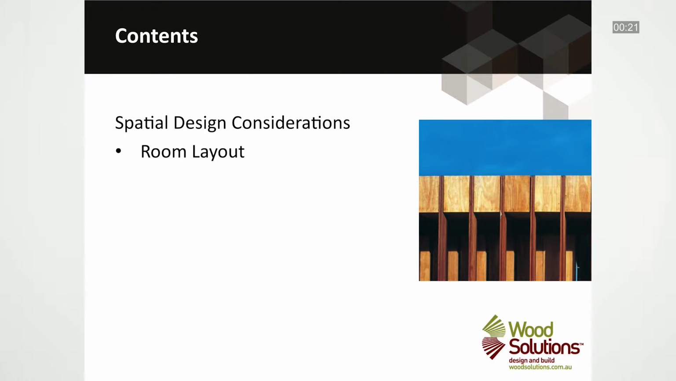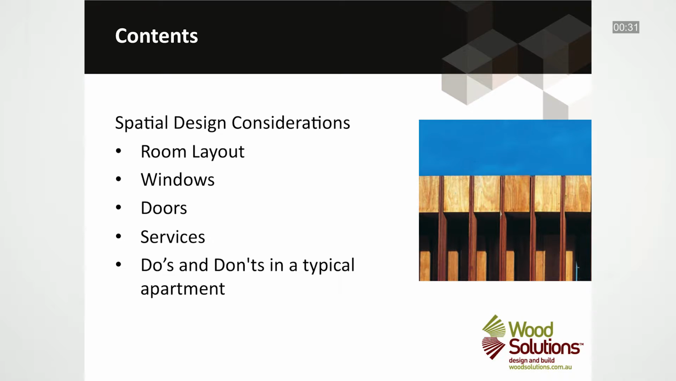In this module, we will examine a number of spatial design approaches that can be utilised for improving sound performance. In this presentation, we will cover room spatial layout considerations, the impact of windows and door locations, and the different material options for these products, and the impact of placement and location of services such as water and plumbing. We will then summarise some of the do's and don'ts for a typical apartment layout.